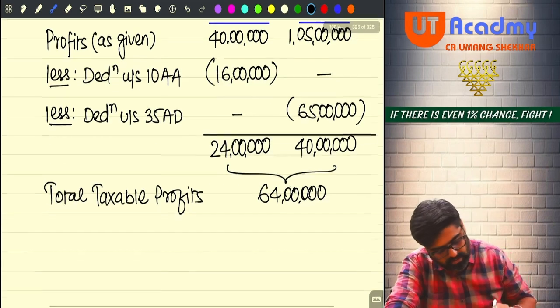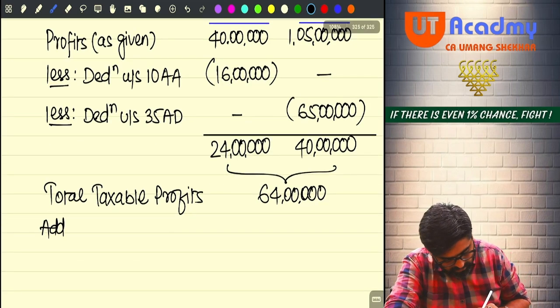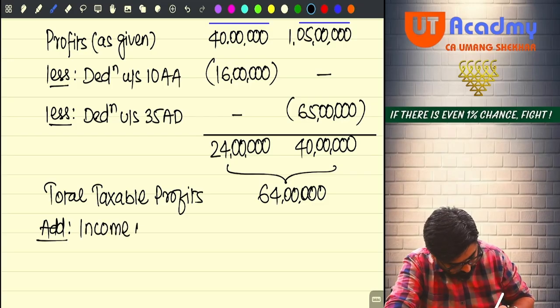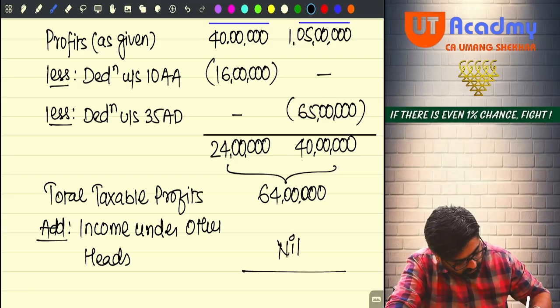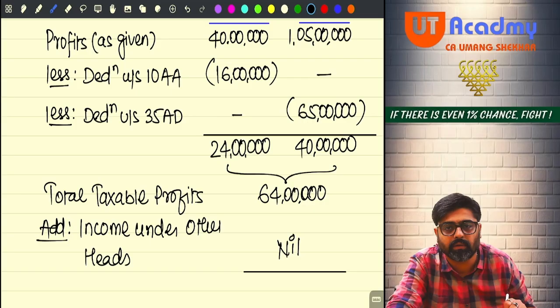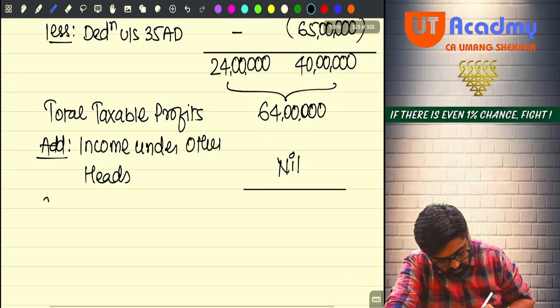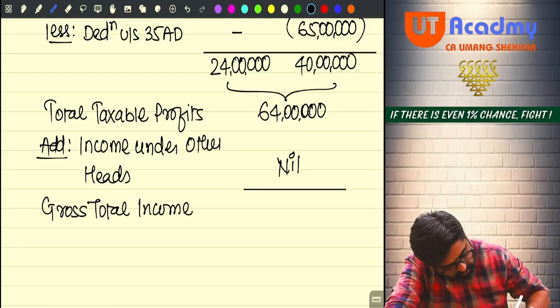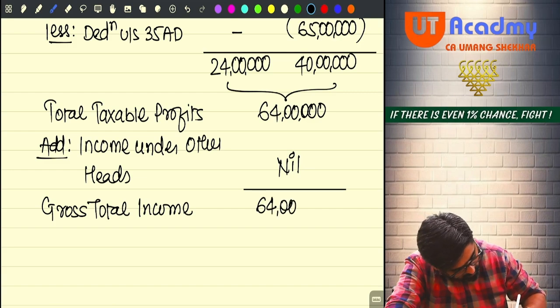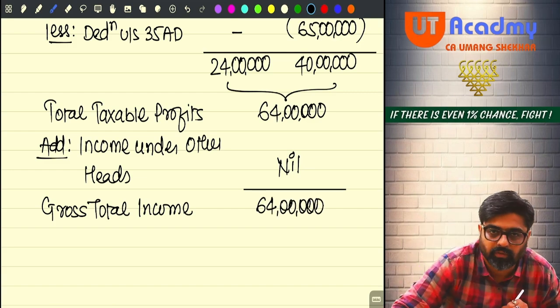Done, no? Now add income under other heads. No such income is given, sir. Other heads income was not given in the question. Okay. So my gross total income will be 64 lakhs only.